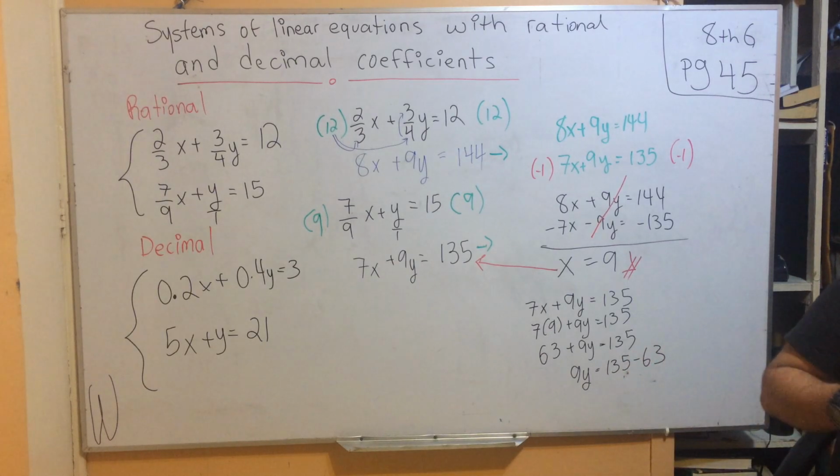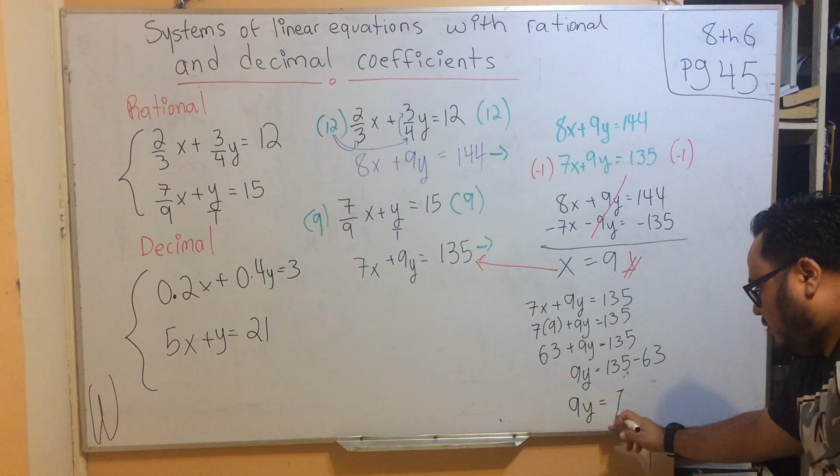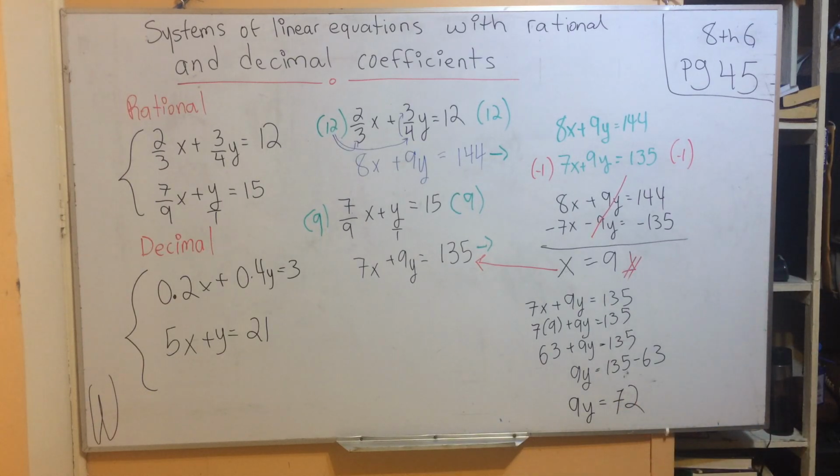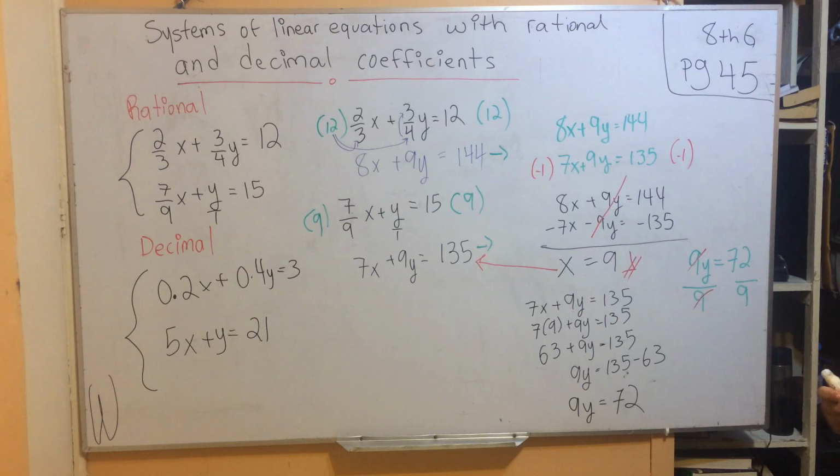minus 63. I'm going to move a little to the side. Let's double check. 135 minus 63. Let me put it here, we still have a little space. So we have that 9y equals 72. I'm going to put it on a different color. So we have that 9y equals 72. So we divide by 9 on both sides. This 9 is canceled, this 9 is canceled. So we have that y equals 8. And we have our answer.